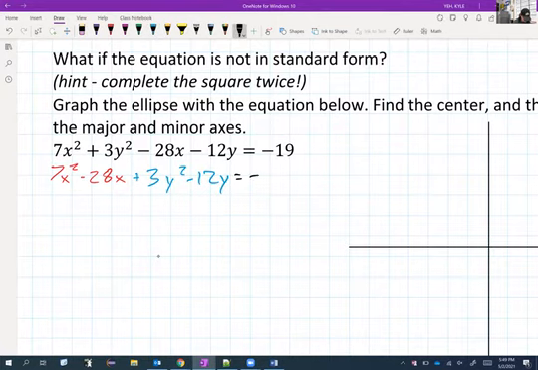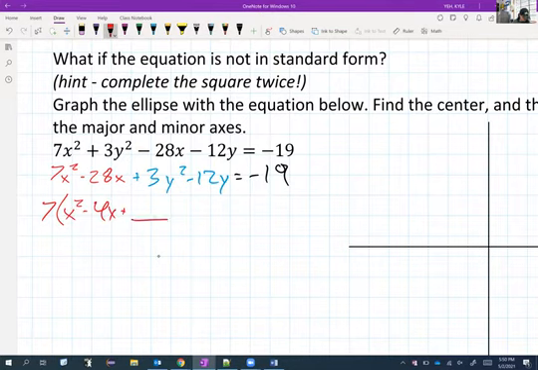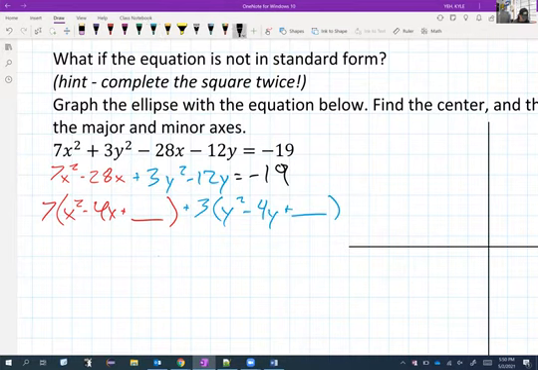equals -19. Now, the reason I left off the plus blank initially is because before I can complete the square, you might remember this little fact. I need to factor out a 7 because I want it to just be 1x squared. So x squared minus 4x. Now I'll put the plus blank in. Let's factor out a 3 on the y's to make it just 1y squared minus 4y plus blank equals negative 19.